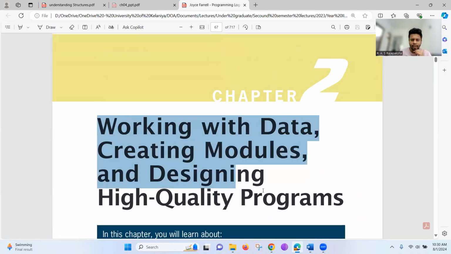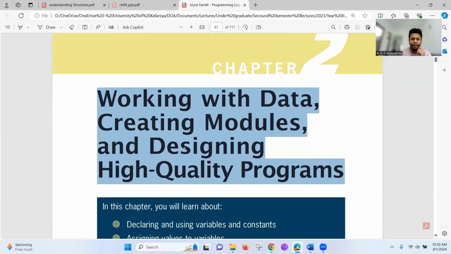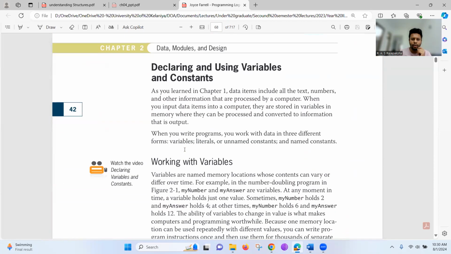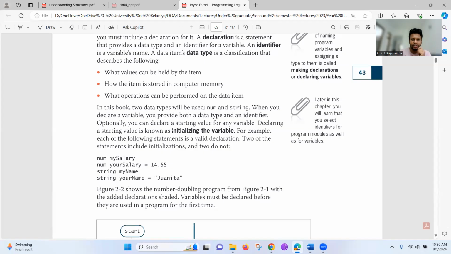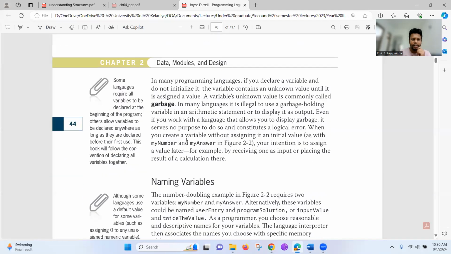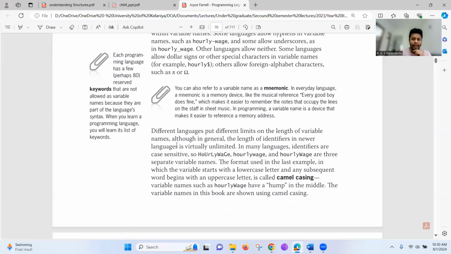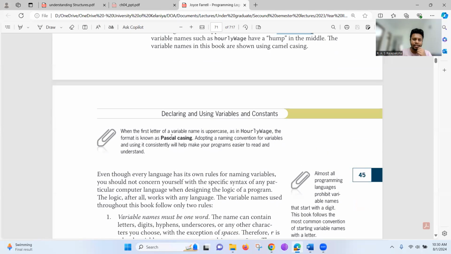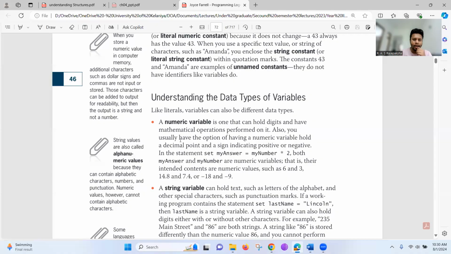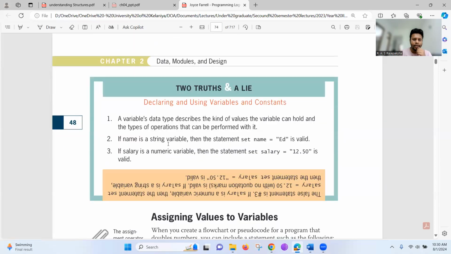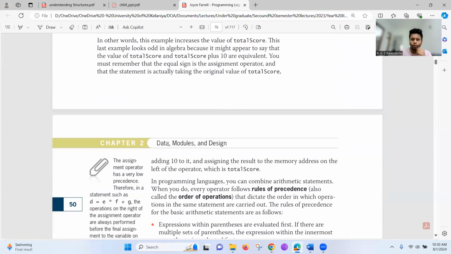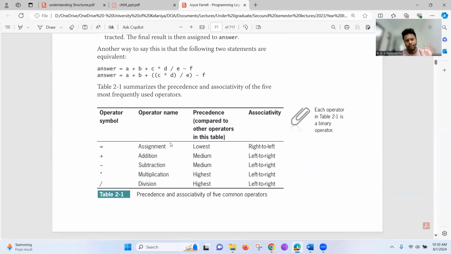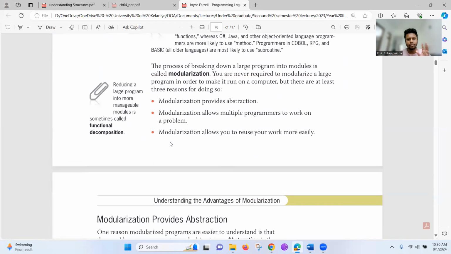Here, this is our second chapter, already completed. Working with the data, creating modules, and designing high quality programs. We discussed those things. Then we discussed initialization, the variables, garbage variables, and camel casing, when you are going to write your variables, how we can follow the formats. We discussed Pascal casing, all things. And here we discuss the mathematical operations. You can find out from this textbook.